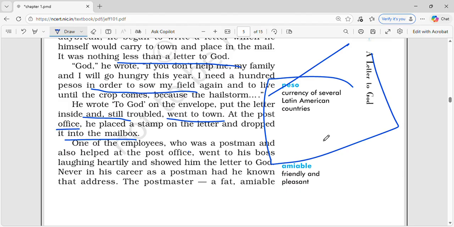One of the employees who was a postman and also helped at the post box. 1 second. Give me a second.